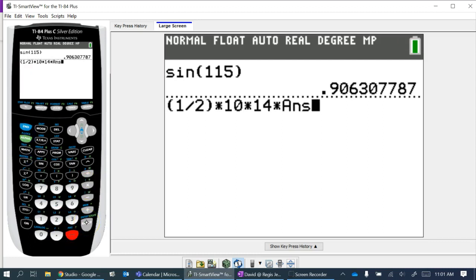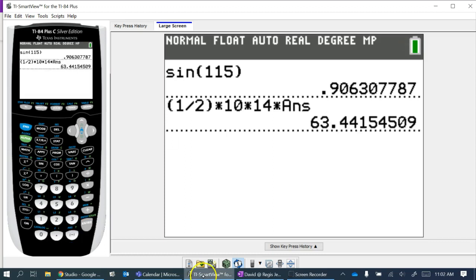Notice how I've put in the answer for the previous line so I can pull the sine of 115 degrees directly from there and have it be a little bit more accurate than when I rounded it to 4 decimal places. And it seems that the area of this triangle should be about 63.44 units.